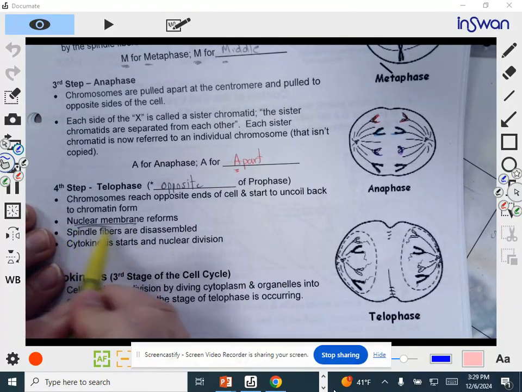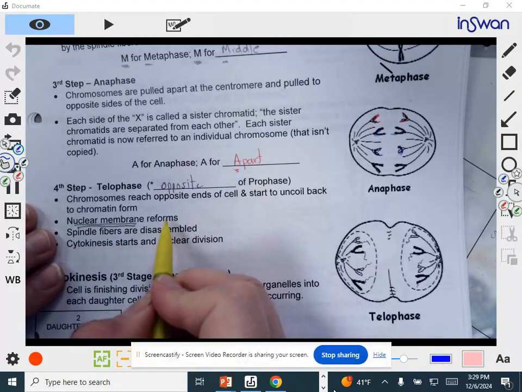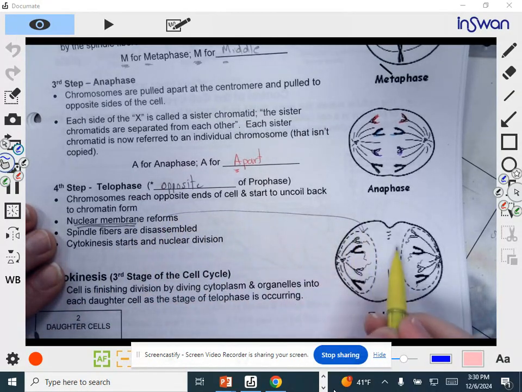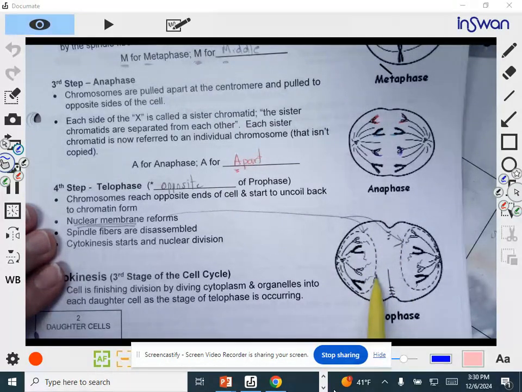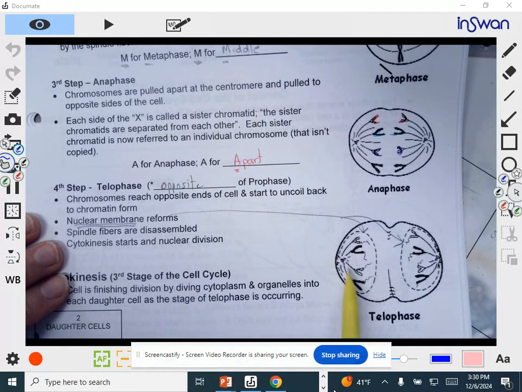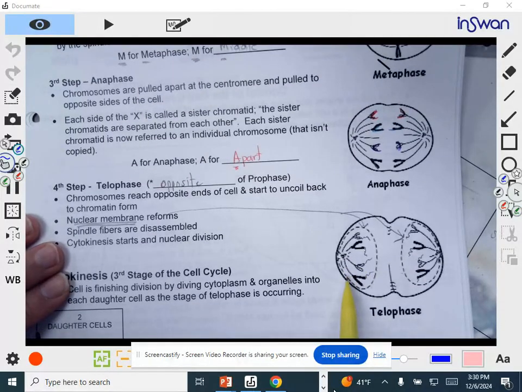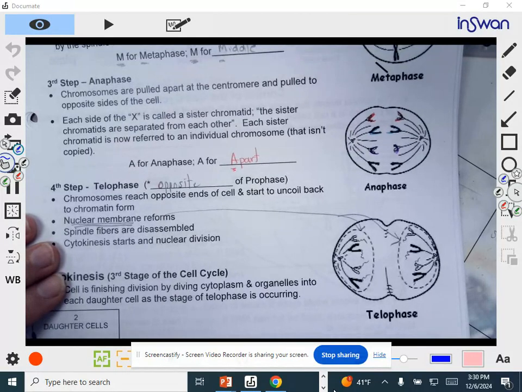So let's just underline the nuclear membrane. It looks like we're getting a nuclear membrane around this set of DNA and around that set of DNA. So the nucleuses are coming back. The spindle fibers are starting to disappear. So we don't need them anymore. And we now basically have TOS.